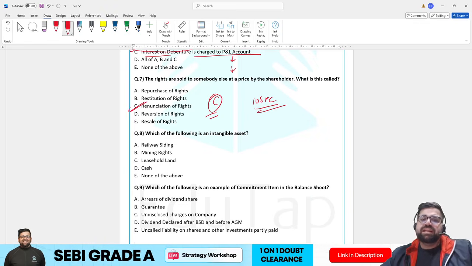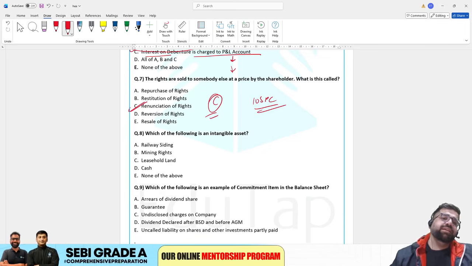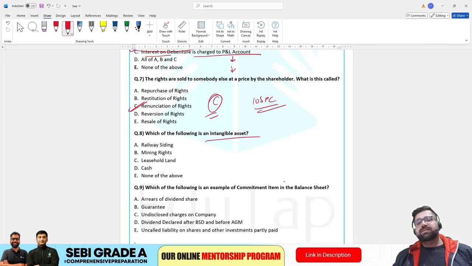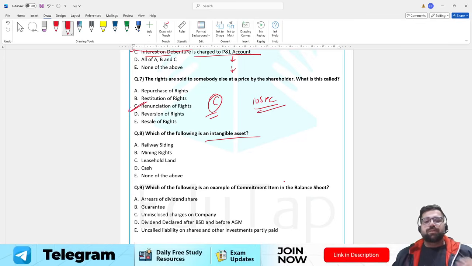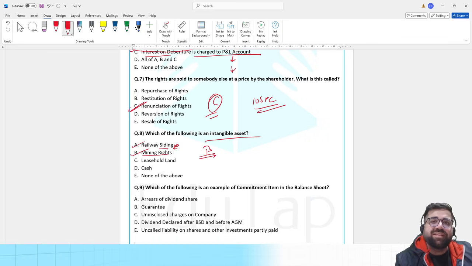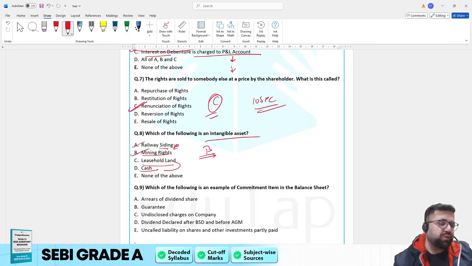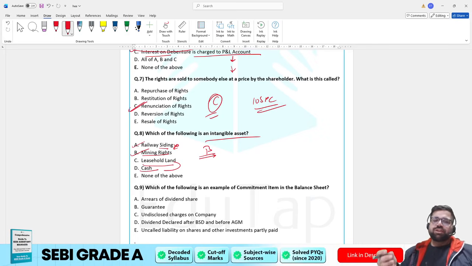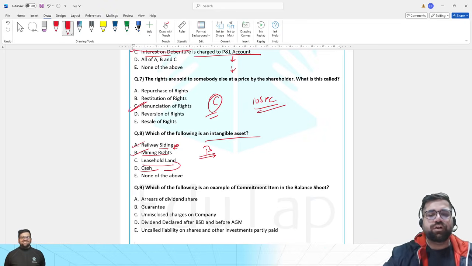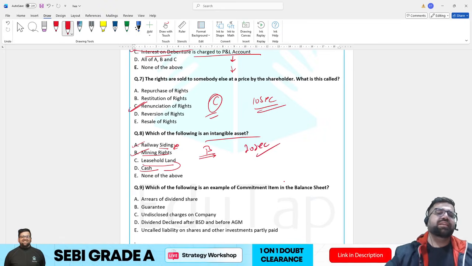Which of the following is an intangible asset? Intangible assets are those assets which you cannot see. You can only feel them. So for example, railway sidings, you can touch these sidings, so this is not intangible. Mining rights, yes, mining rights you cannot touch. You can only feel that yes, you have some rights. Land, cash, these are all tangible. Land you can touch, cash you can touch. So my answer will be B. Again, this is also not tough. You can solve this in less than 20 seconds.